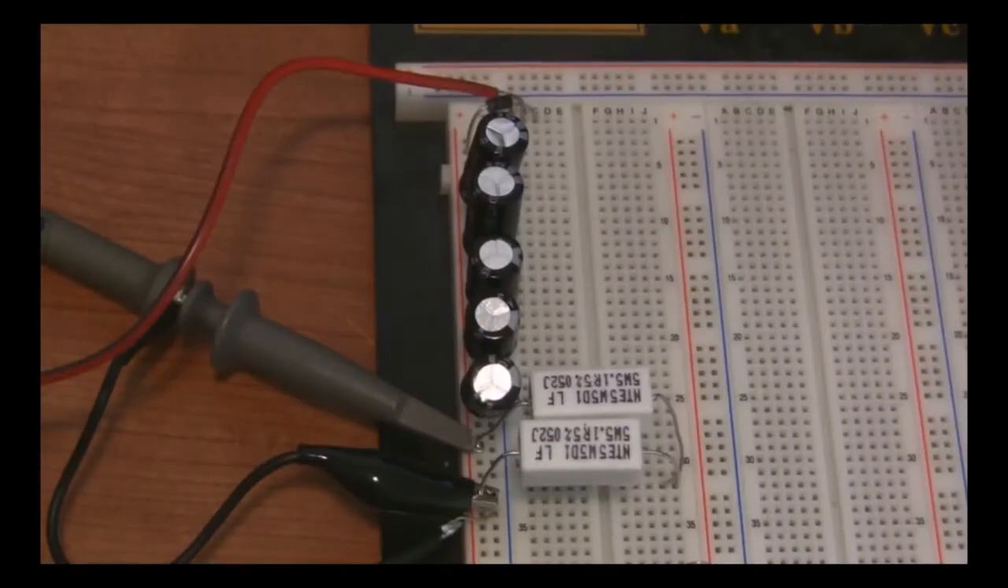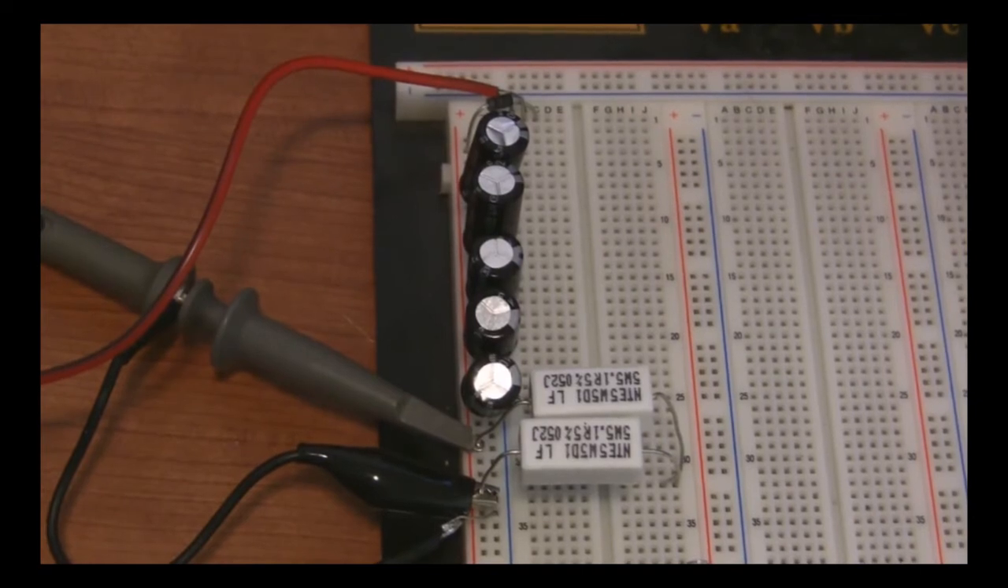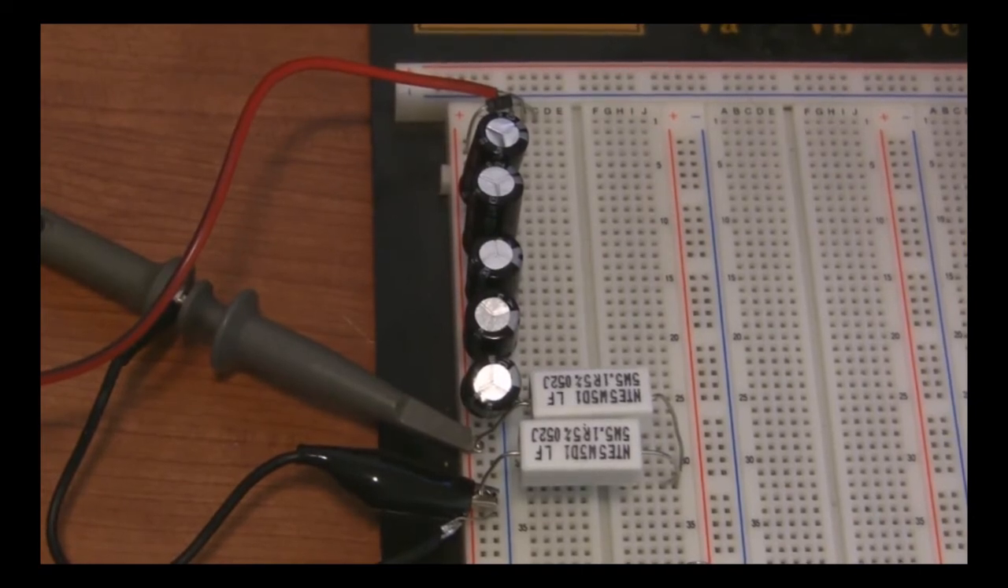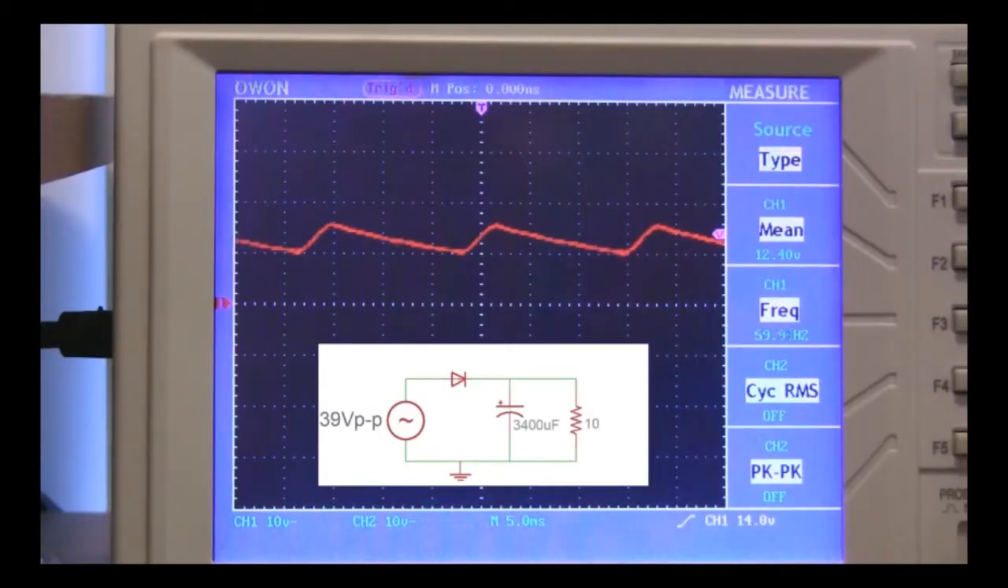One thing we can do now is take the brute force approach and add even more capacitance. So let's see how the circuit performs with 3400 microfarads. Well, it's better. Now we're getting an average voltage of around 12.5 volts, so we're drawing an average of about 1.25 amps, but we've still got 5 volts of AC ripple, which is a lot.